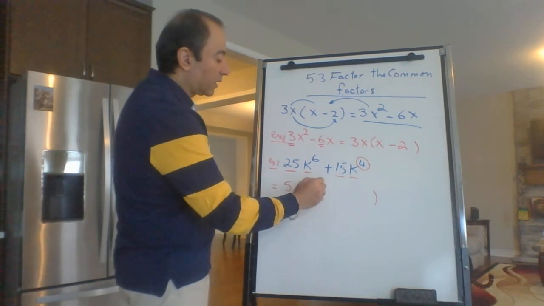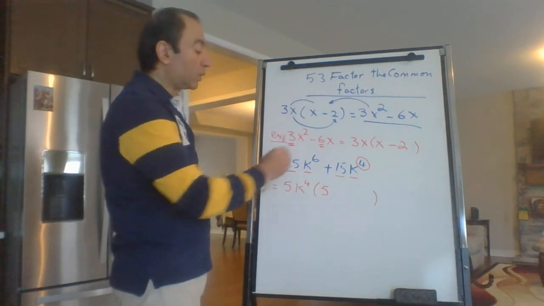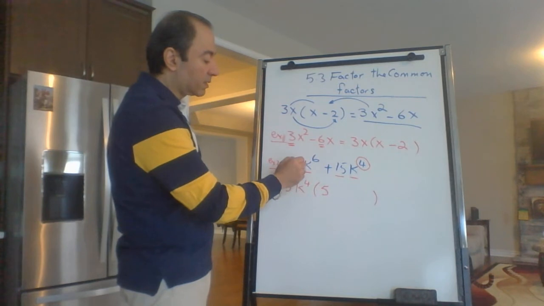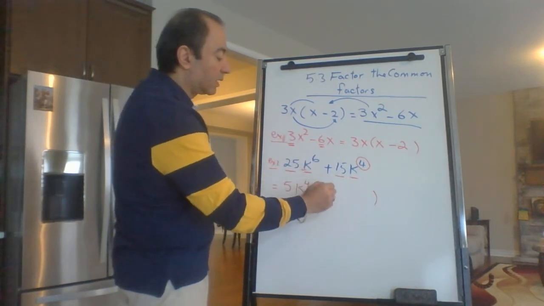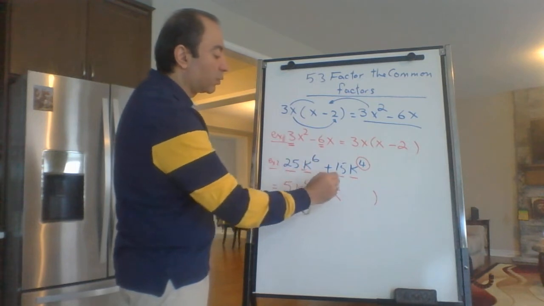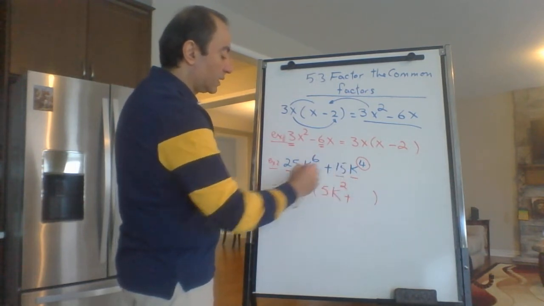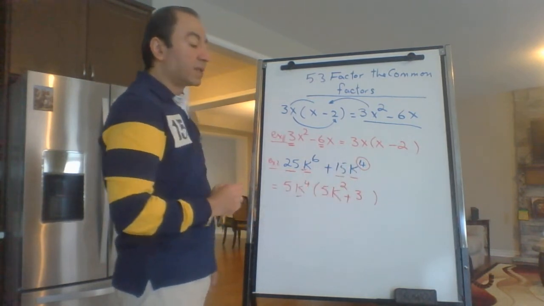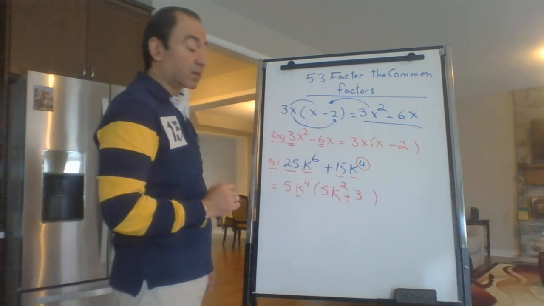25 divided by 5 is 5. K to the power of 6 divided by k to the power of 4. When we divide and we have the same base, we subtract the power. This is the base, k and k. So we subtract the power. That's k to the power of 6 minus 4, which is 2. Then plus 15 divided by 5 is 3. K to the power of 4 divided by itself is 1. So this is the answer.